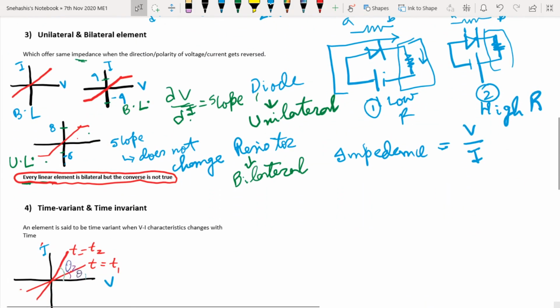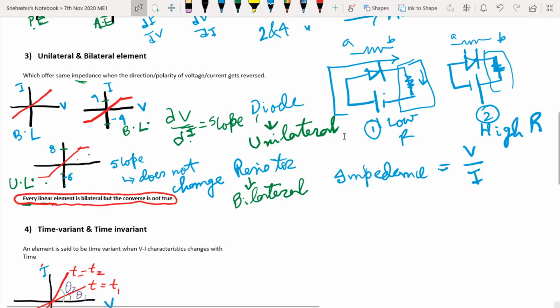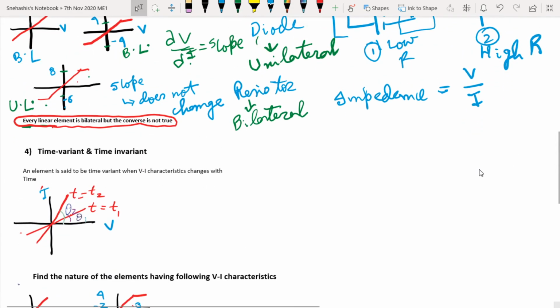Next we dealt with unilateral and bilateral elements, and we said that an element which offers the same impedance when the direction or polarity of the voltage or current source gets reversed is known as a bilateral element, otherwise it is a unilateral one. And the last thing is time variant and time invariant.